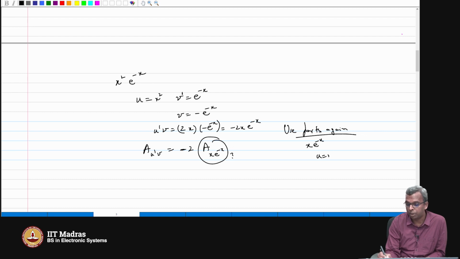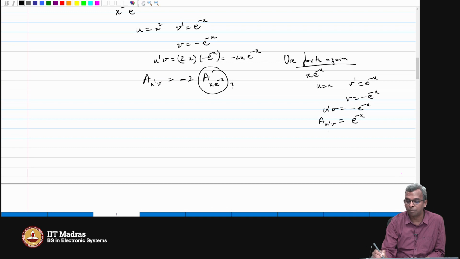Let me take u to be x and v prime to be e power minus x, and then v will be minus e power minus x, and u prime v is just minus e power minus x, and the antiderivative of u prime v is e power minus x, isn't it. So, this is very easy. So, now the antiderivative of x e power minus x is u v, which is minus x e power minus x, minus this antiderivative e power minus x, which is minus x plus 1 times e power minus x.